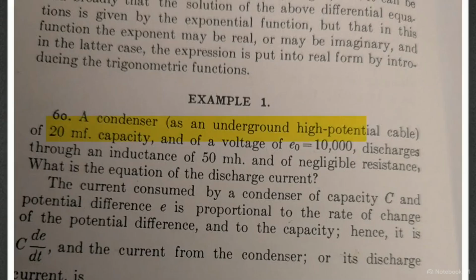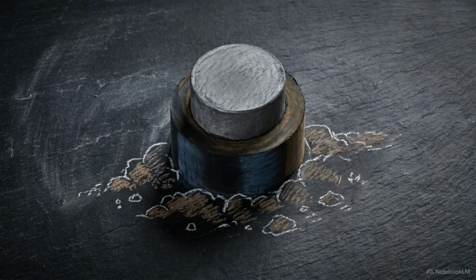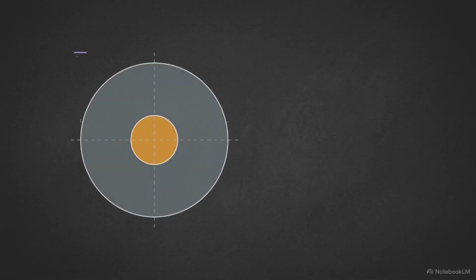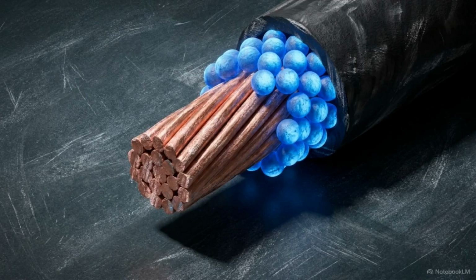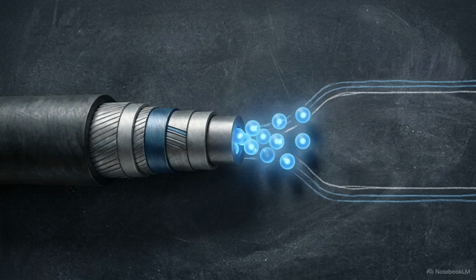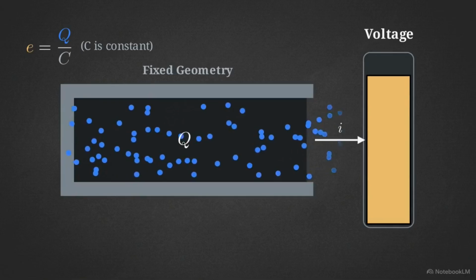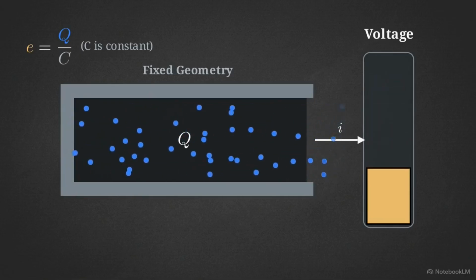Consider the standard textbook case, a rigid condenser, such as an underground high-potential cable. In this setup, the metal and insulation are locked in place. The physical volume available to hold electrons is a constant value, which means the change in capacity is zero. Because the geometry cannot expand or contract, the only way to alter the voltage is to physically move electrons out of the cable. As the electrons flow out of the cable as current, the electrical pressure drops.